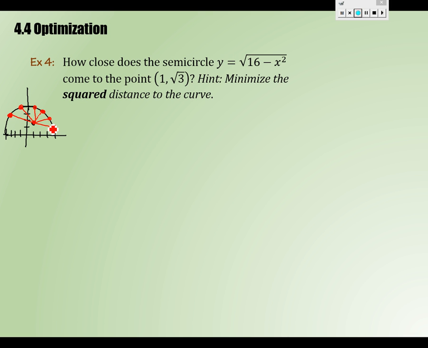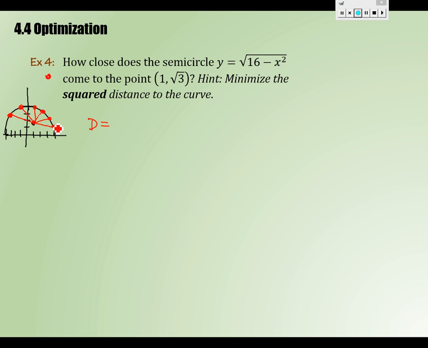What if we did this with a point outside instead? How would that work? That's a good question. I'd like to do this for any point. There's nothing special about (1, root 3). So, all right, is there a way to calculate the distance for a generic point on the curve here? Yes.